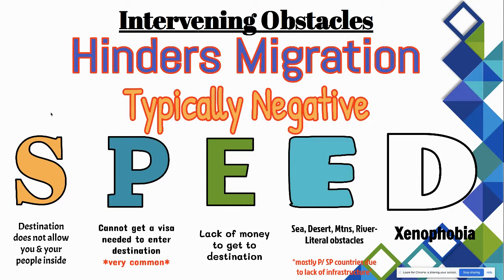Okay. The second E is environment. So guys, this is literal environmental obstacles, like a sea, a desert, a mountain, a river. For the most part, this is going to be experienced by peripheral or semi-peripheral countries just because they haven't built the necessary infrastructure to get across these barriers.